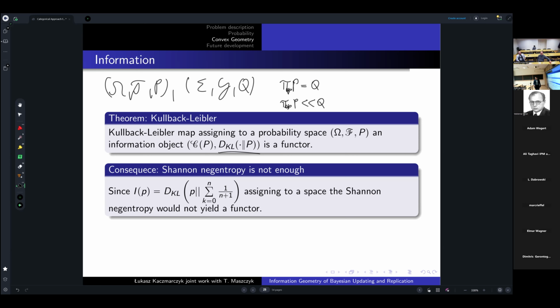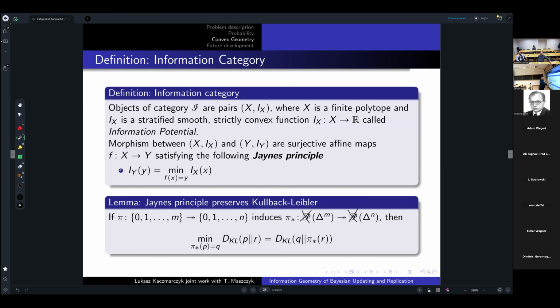And when you put it like that, then it is a covariant functor. Okay, and now the codomain. So yes, the codomain. What are these information objects one more time? Convex. Okay. So we'll have some convex set. You have affine maps, and we demand that they are surjective. And here you have the stratified smooth, strictly convex map. And on them, we demand to satisfy the James principle.